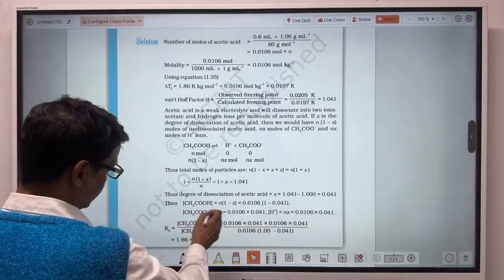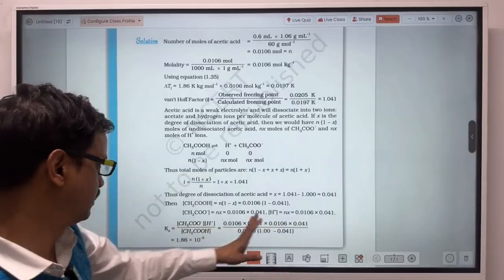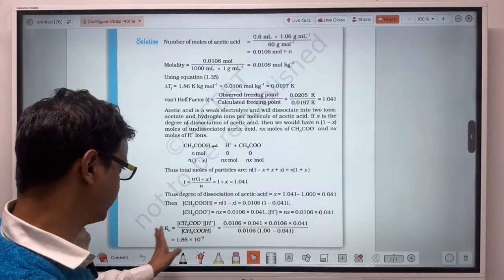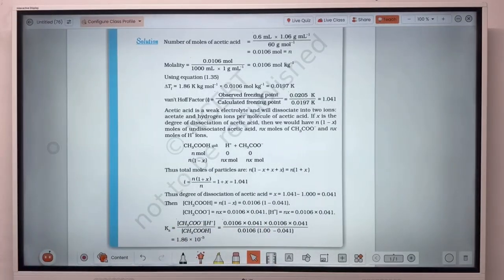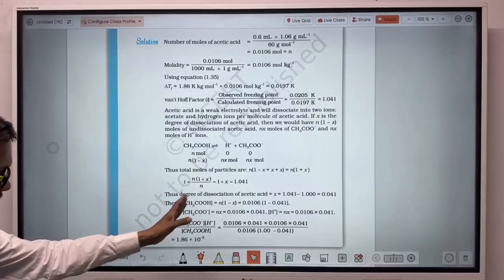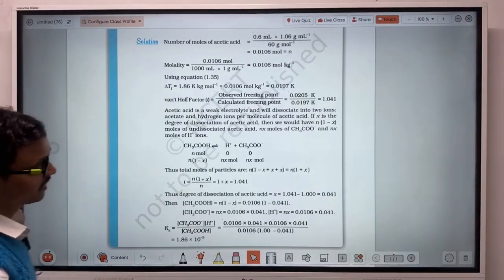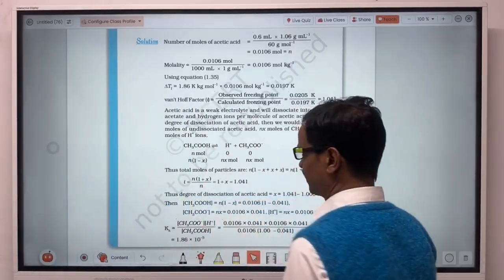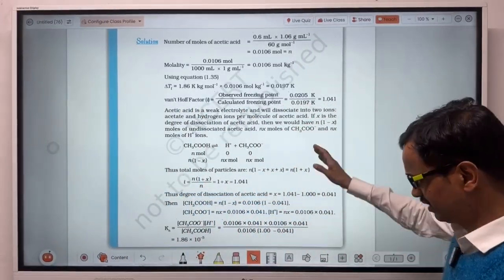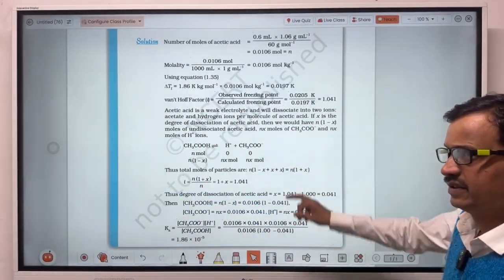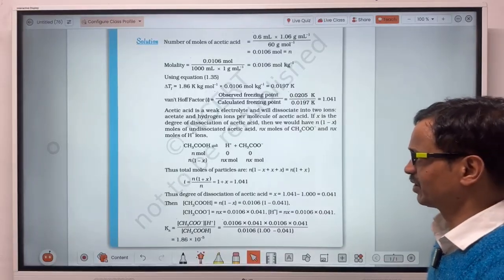X you have calculated. Then after, the concentration of acetic acid, the concentration of acetate ion, and the equilibrium constant you can find out very easily. Okay guys, I hope this one is clear for you. Even if not clear, you may call me or ask in the comment box here.